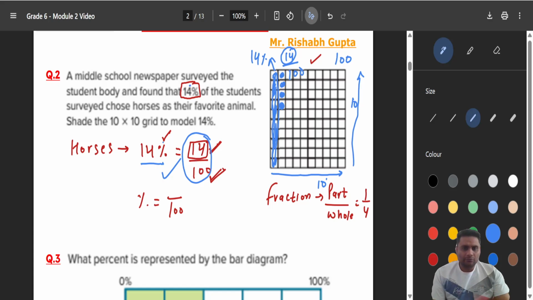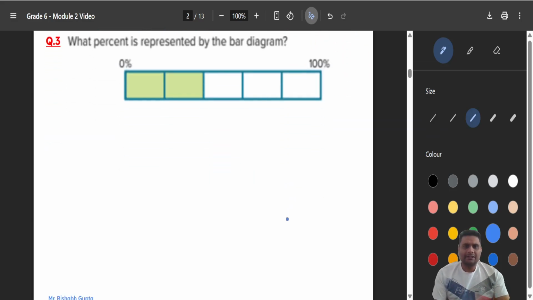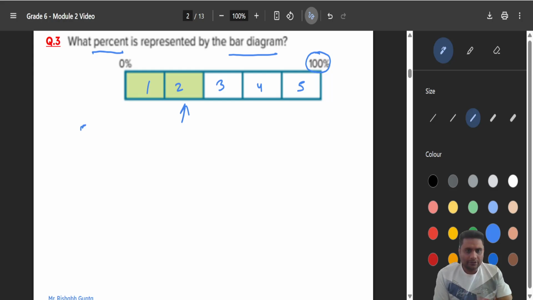Okay, let's move to the next question. What percent is represented in the bar diagram? Okay, this is our bar diagram. Count how many boxes are there. 1, 2, 3, 4, 5. These 5 boxes represent how much percent? 100%. Let's write here, the 5 boxes are equal to 100%. So let's try to find out that one box is equal to how many percent.